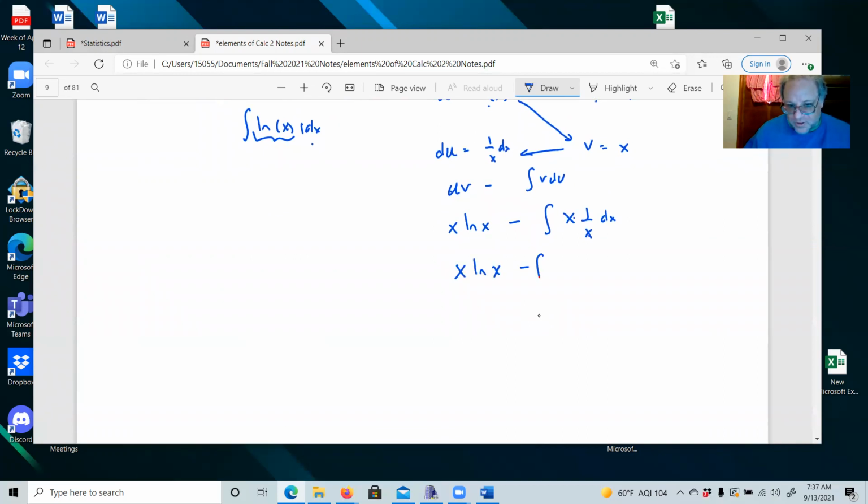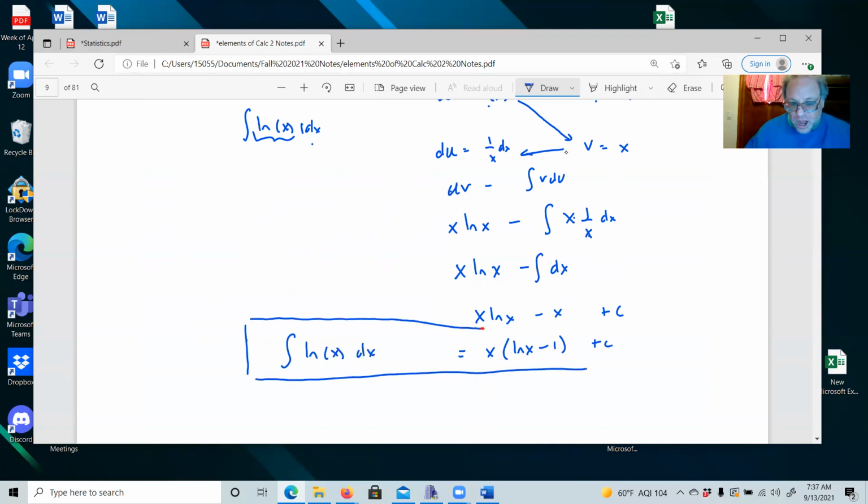x over x is going to be 1, right? And then we just go ahead and say x ln x is x plus c. And a lot of people write it this way. They say x, and then they'll put parentheses here, ln x minus 1 plus c. And that'll be our integral of natural log x dx. Okay.